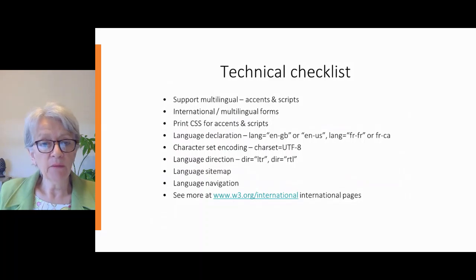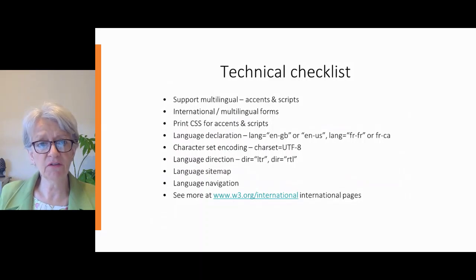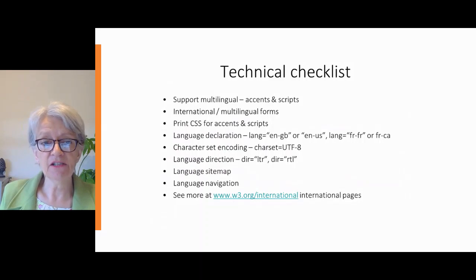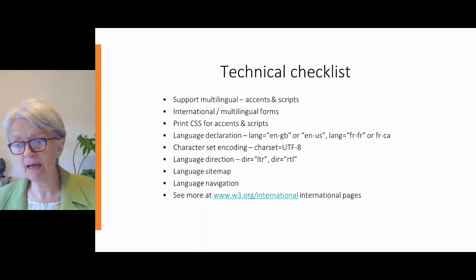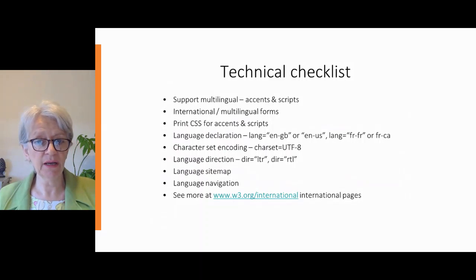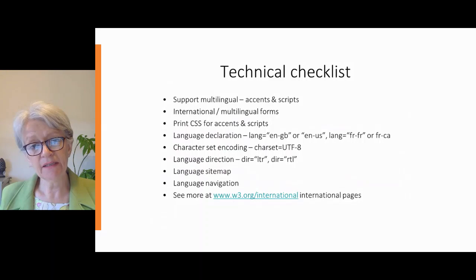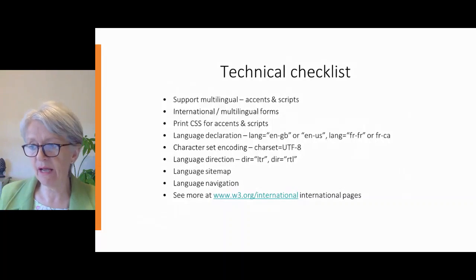You will need a language sitemap. You will have a sitemap on your website for your current offer in the UK. You can either integrate your language pages into that or create a separate language sitemap. Don't forget, if you have video, you want to add a separate video sitemap as well. And you want to be ensuring that you have good language navigation on the website. And you can find much more about all of these technical aspects at w3.org/international.